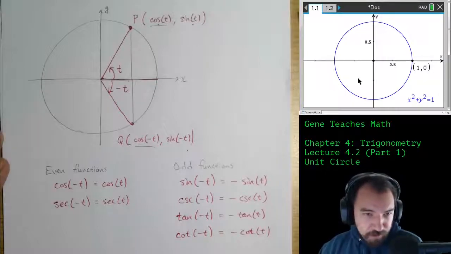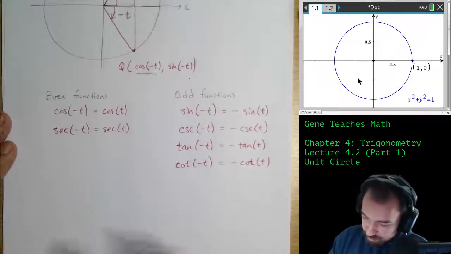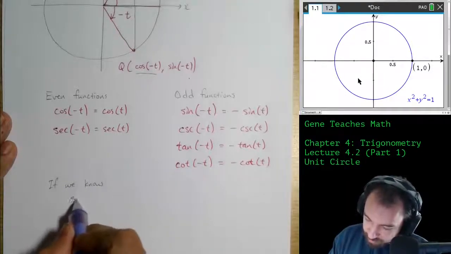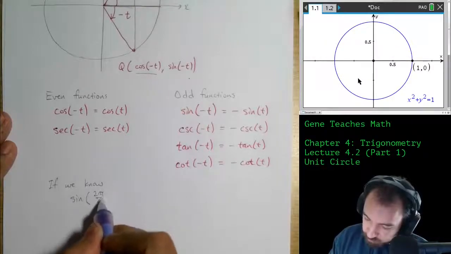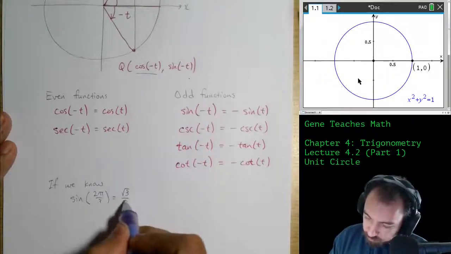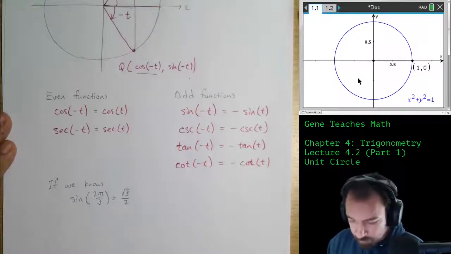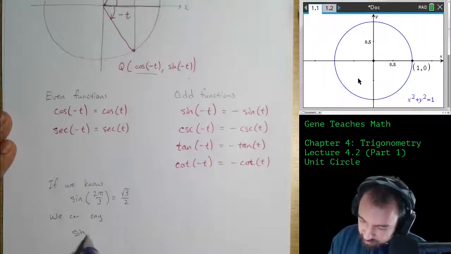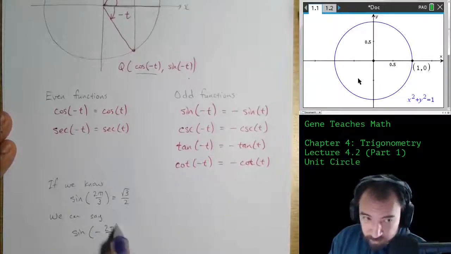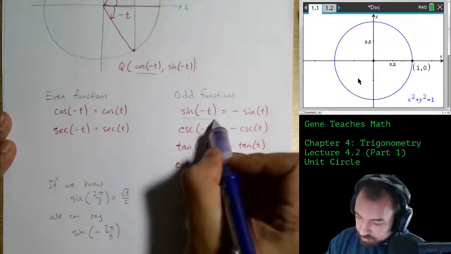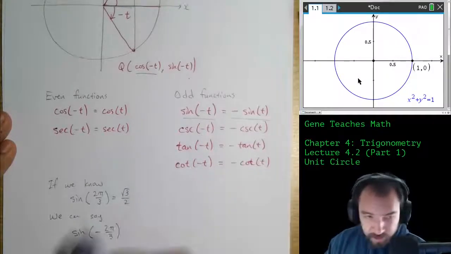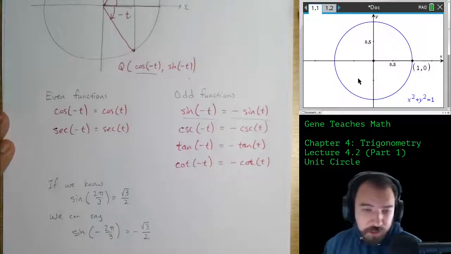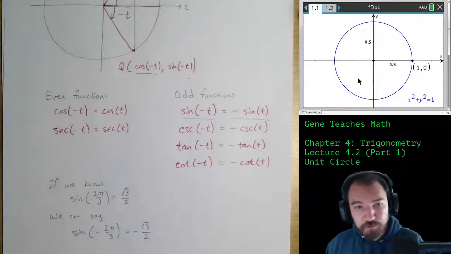So what can we do with this? Well, let's imagine that we happen to know that sine of 2 pi over 3 is the square root of 3 over 2, and perhaps we know this from our 30, 60, 90 rule. Then we can say that the sine of negative 2 pi over 3, by the odd function property, is simply the negative of sine of 2 pi over 3, which means this is the negative of square root of 3 over 2. And we can apply these properties in very fun ways.